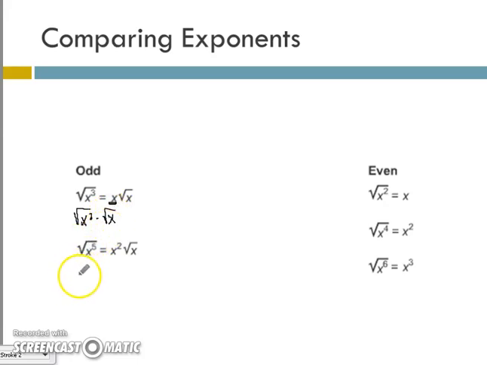This one, you can think of this as being the square root of x to the 4th times the square root of x. Well, square root of x to the 4th is a perfect square because it's even. So this comes out to be x squared. And then we still have that square root of x left over.